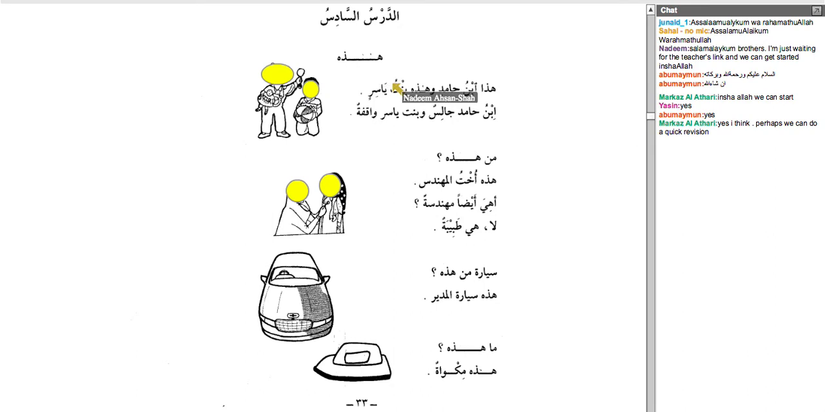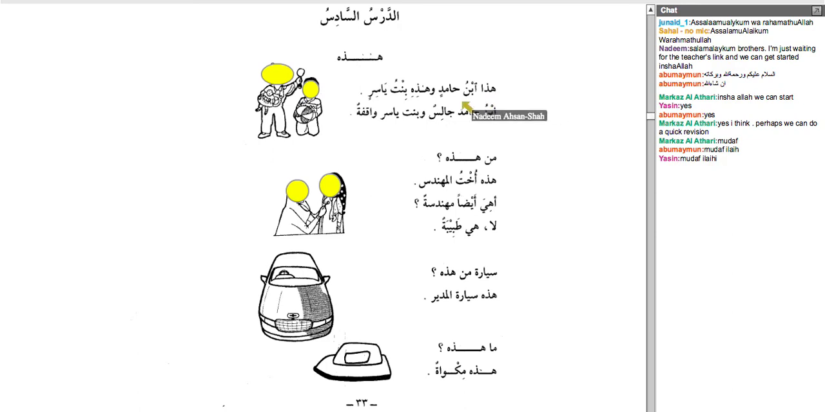Can someone tell me why bint only has one dhamma even though there's no alif or lam? Because it is mudaf, barakallahu fik. And why does Yasirin have a kasra or two kasras on it? Why is it majroor? It is majroor because it is mudafun ilayhi. Ahsanta wa minna barakallahu fikum. Mudafun ilayhi. Jayyid. So, this is referring to Ibn Hamidin.